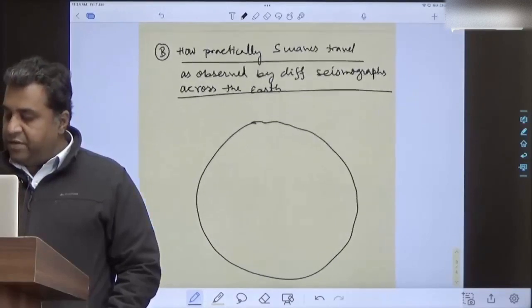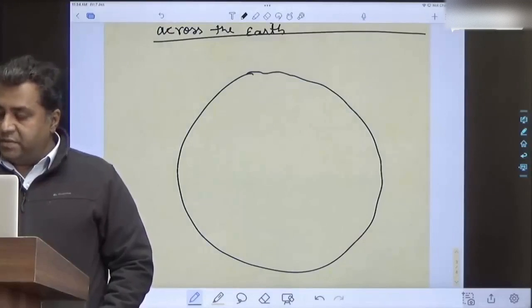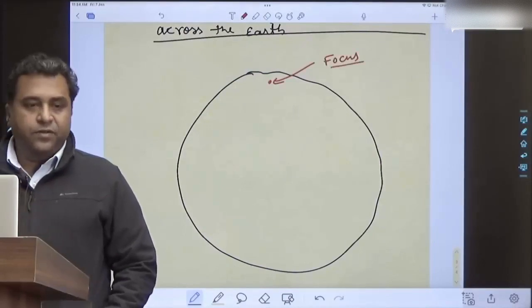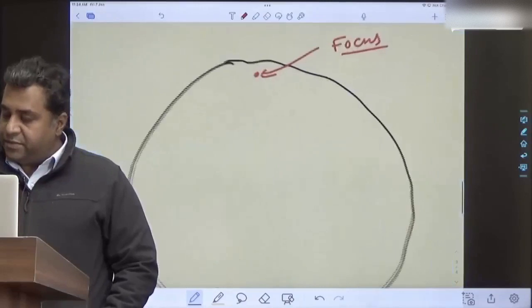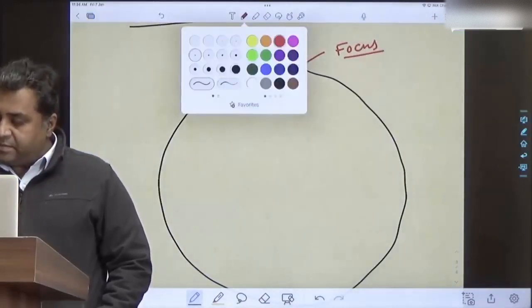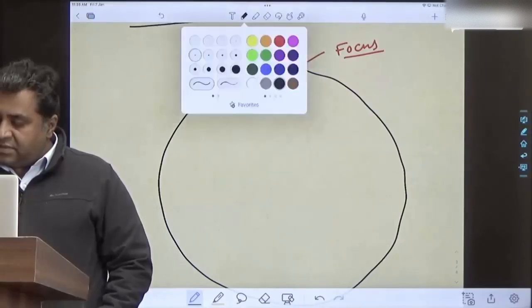For any given earthquake, what we observe is that, what is the focus? Let us say here is the focus. The focus could be anywhere with respect to what we are drawing. This is the focus, and this is the epicenter, just above it.